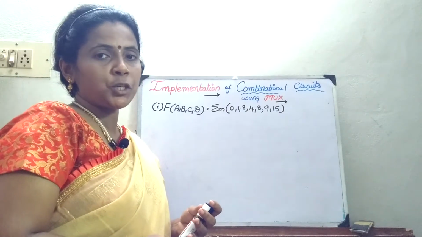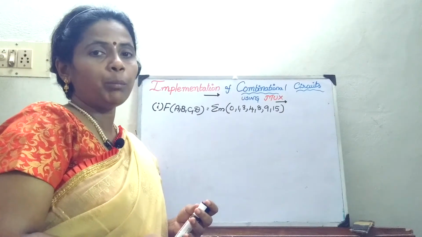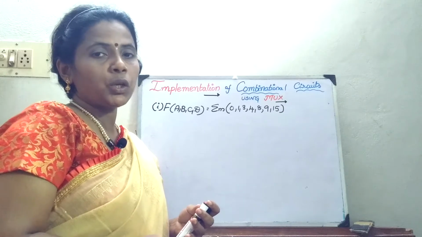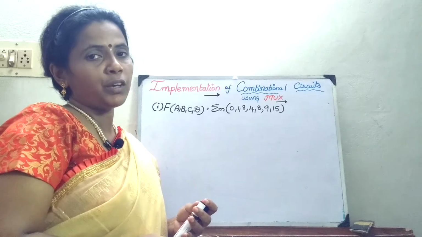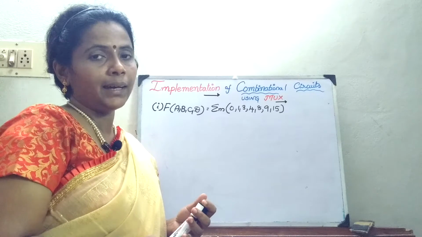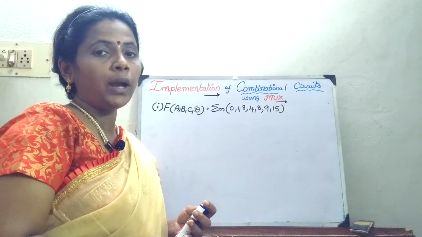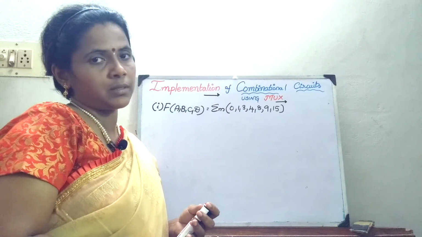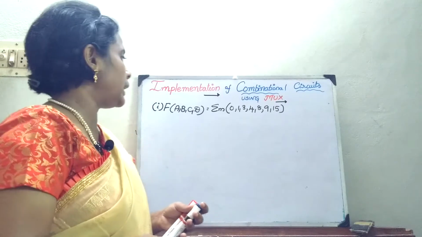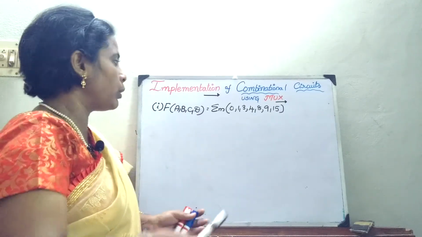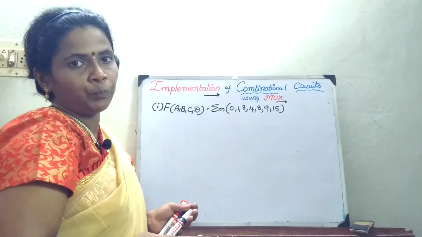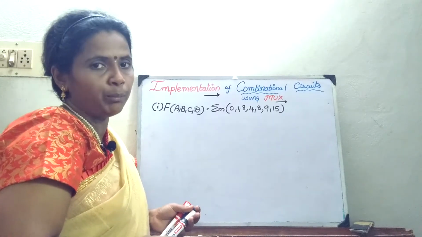In the earlier session we have seen how to implement an equation of summation 1, 3, 5, 6, that is a 3 variable data, using a 4 cross 1 and an 8 cross 1 mux. Okay, now we will be seeing the further data, that is, now we will move on to the 4 variable. Okay, now we will see how to implement it.